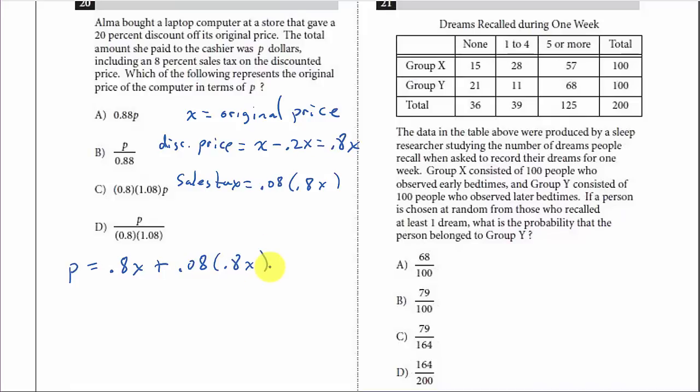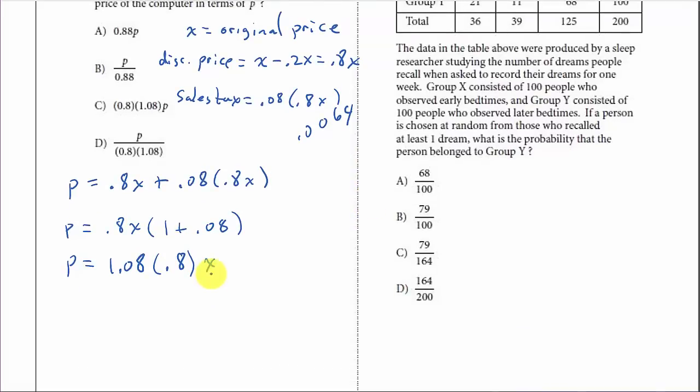One of the reasons I didn't multiply this out is that, looking at the answers here, if we did 0.08 times 0.8, that gives me 0.0064, and I don't see that anywhere. So that leads me to think that when they solved this, they didn't multiply this out. And so this gives me P is equal to, if I factor out a 0.8x, 0.8x times 1 plus 0.08, which gives me P equals 1.08 times 0.8 times x.